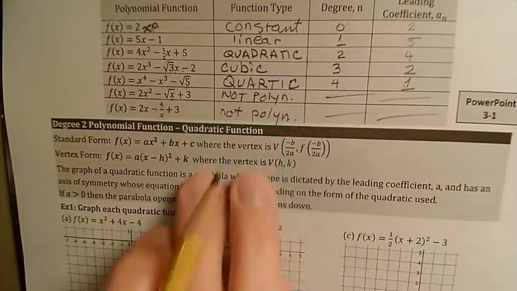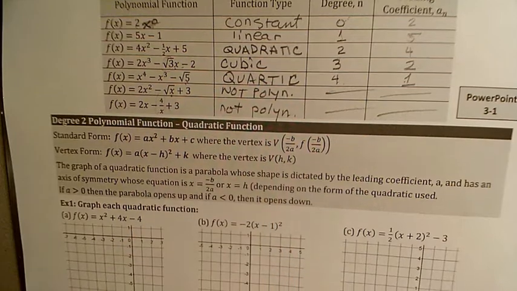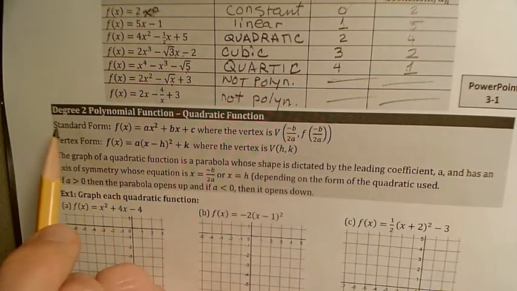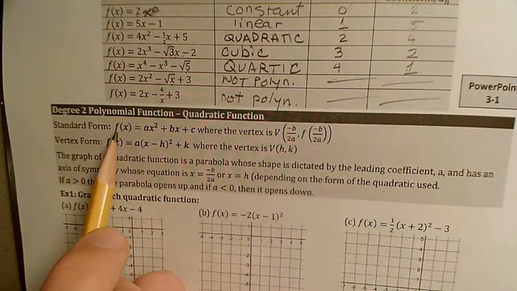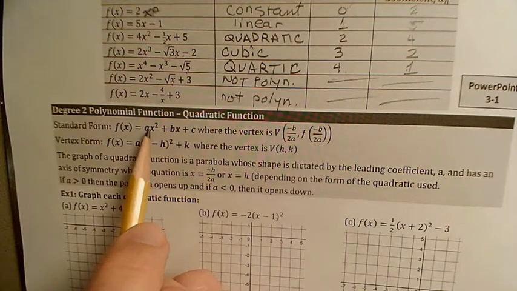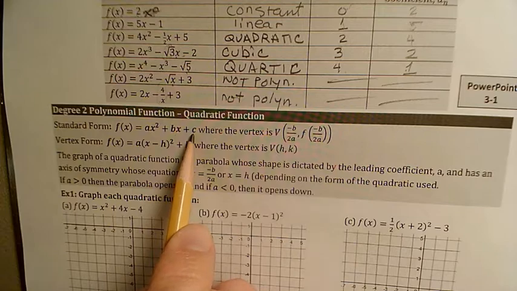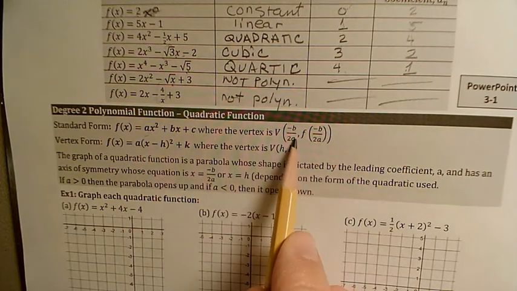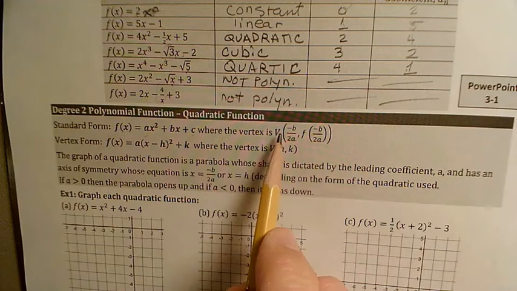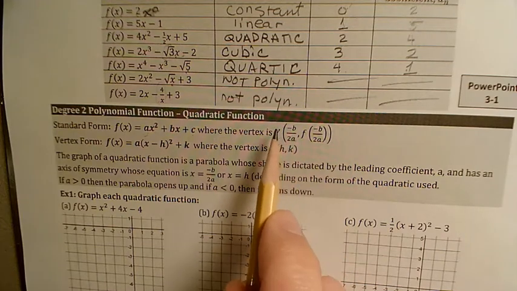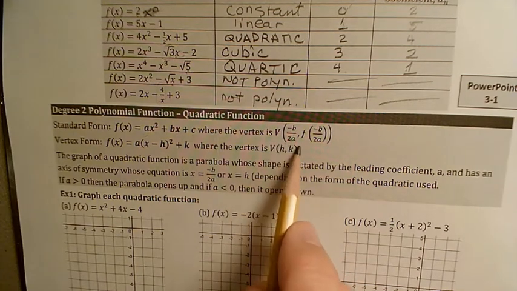Now let's talk about more specifically quadratics. All right, we have a couple of forms. We have a standard form. That's f of x is equal to ax squared plus bx plus c. If it's in this form, we can find the vertex by doing, and you probably did this back in Algebra 1, negative b over 2a.